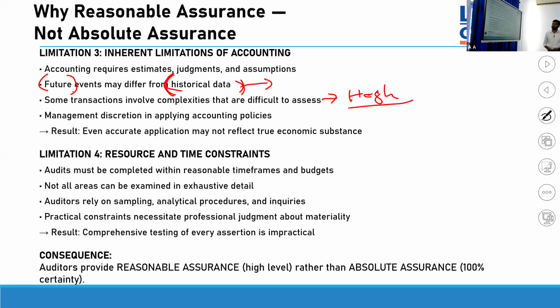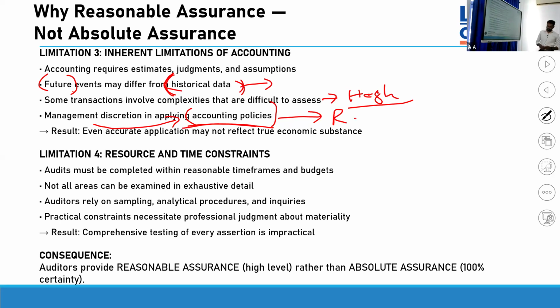Also, management discretion in applying accounting policies. So most of the time, when we are preparing the financial statements, we must develop the accounting policies, right? We must consistently apply those accounting policies for the future periods also. So if management made any wrong accounting policy, let's say, then it will affect the reliability of the financial statements.